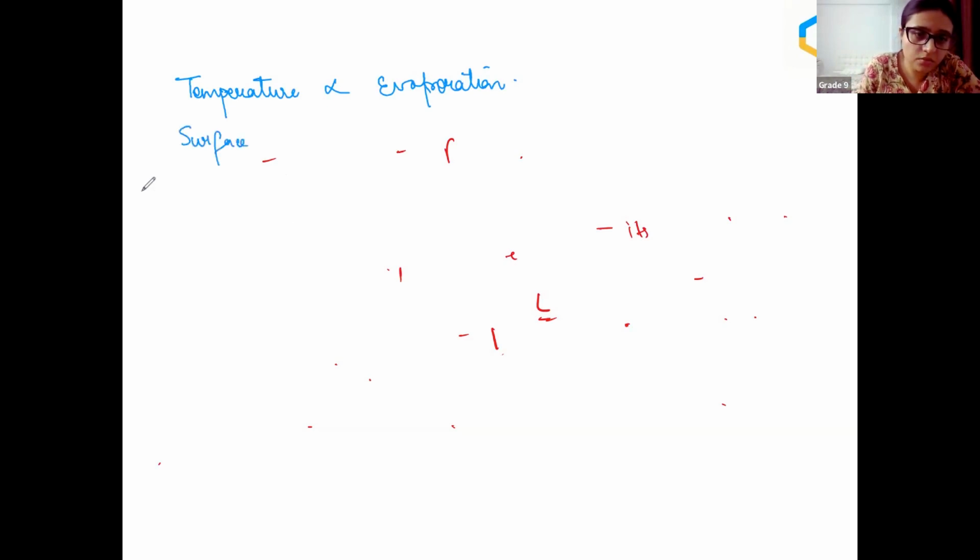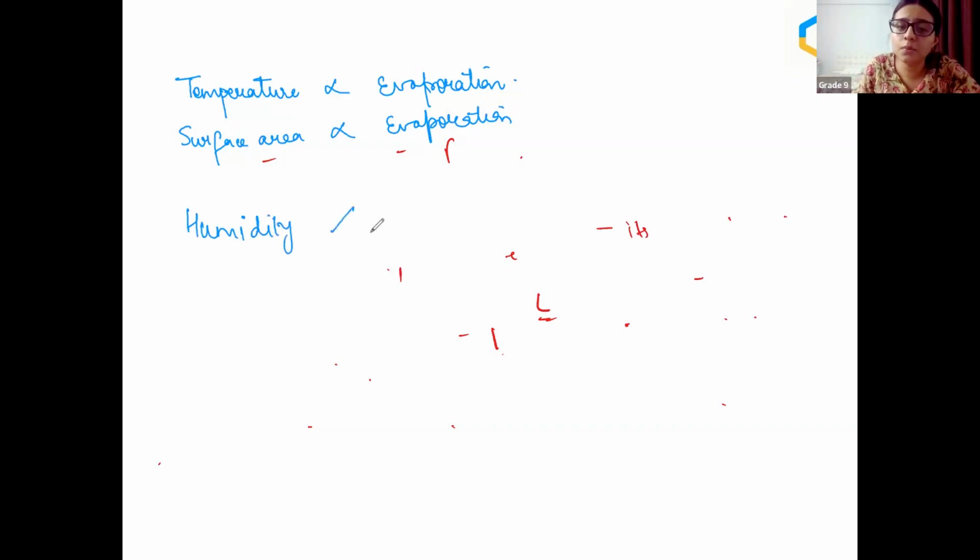Temperature is the first one. As the temperature increases, evaporation also increases, which means it is directly proportional. The next one is surface area. As surface area increases, evaporation also increases. And the next one is humidity. Humidity is inversely proportional.